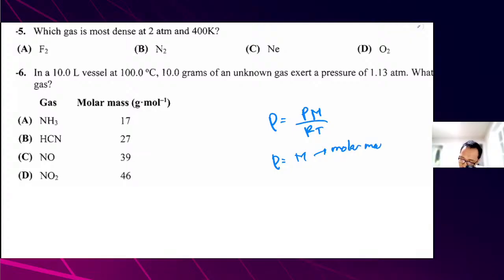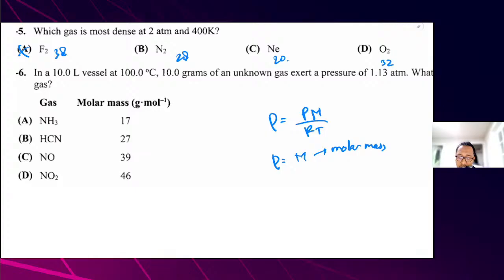So which one has the highest molar mass? F2 is only 38, right? N2 is only 28, Ne is 20, and then O2 is 32. So which one is the most dense? It should be A, because like I mentioned, density is directly proportional to molar mass.